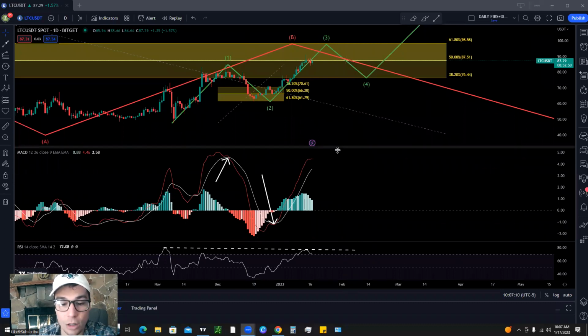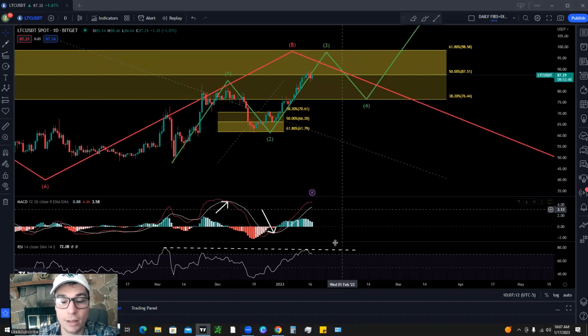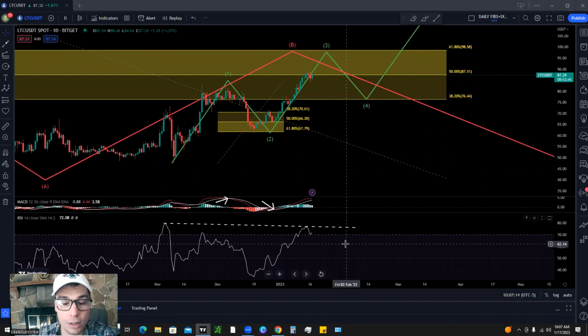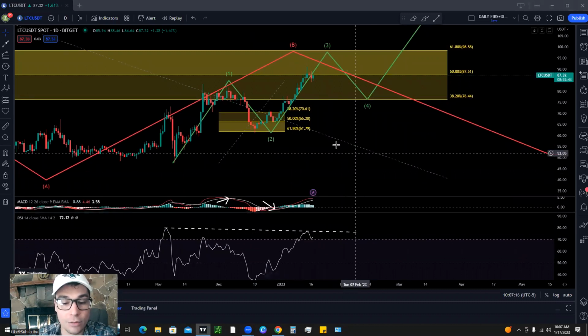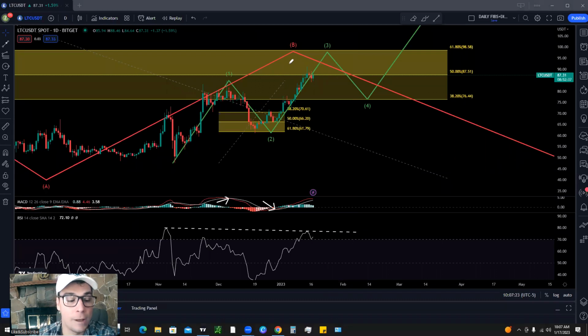Now the next thing we're going to look at is the relative strength index, which measures relative strength of a token at its given price. So what we see here is what's known as a little bit of a bearish divergence. If you're not familiar with that terminology, don't be frustrated. Let's just take a look right here.